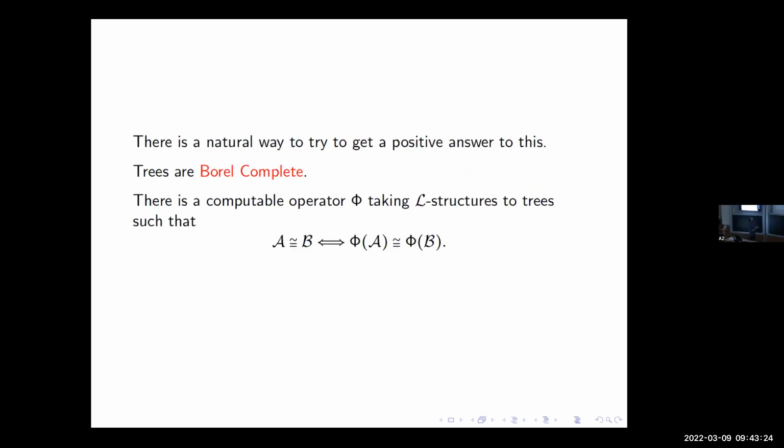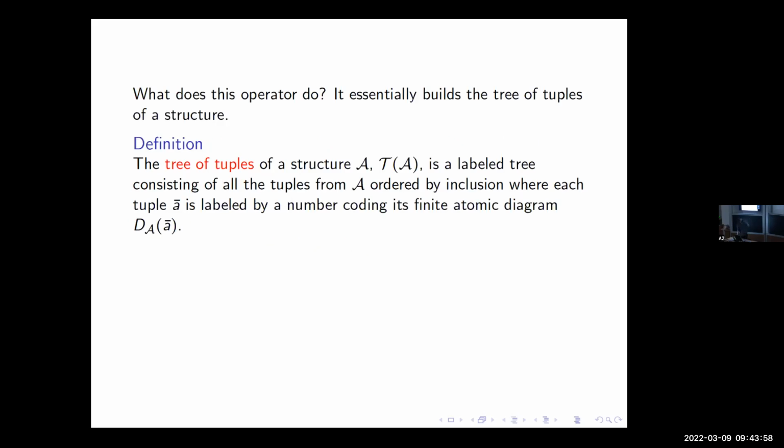Well, if you know about trees, they're Borel complete. This is Friedman-Stanley. What does that mean? It means there's a Borel operator. Actually, this one is a computable operator, such that for any language L, there's an operator that takes L-structures to trees. So it turns graphs into trees, or whatever kind of structure you want, and it maintains isomorphism. Two structures are isomorphic if and only if the trees you built out of them are isomorphic.